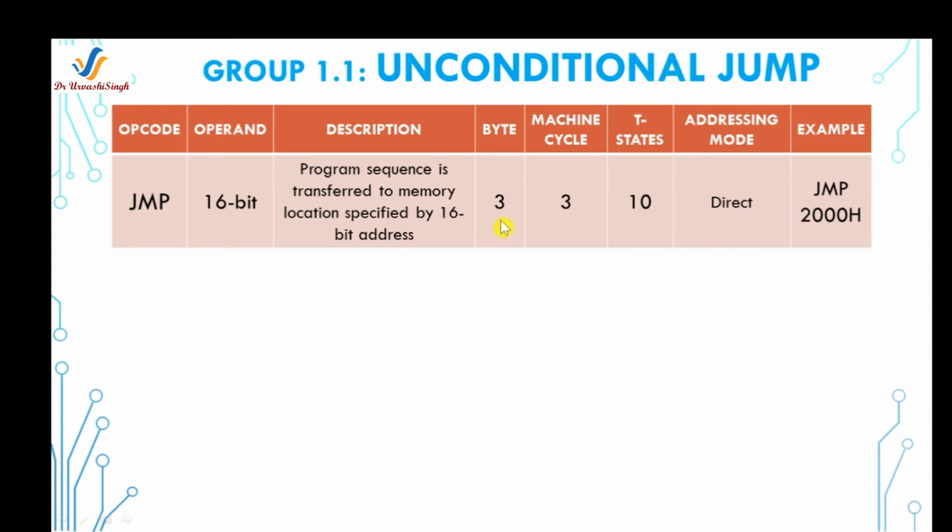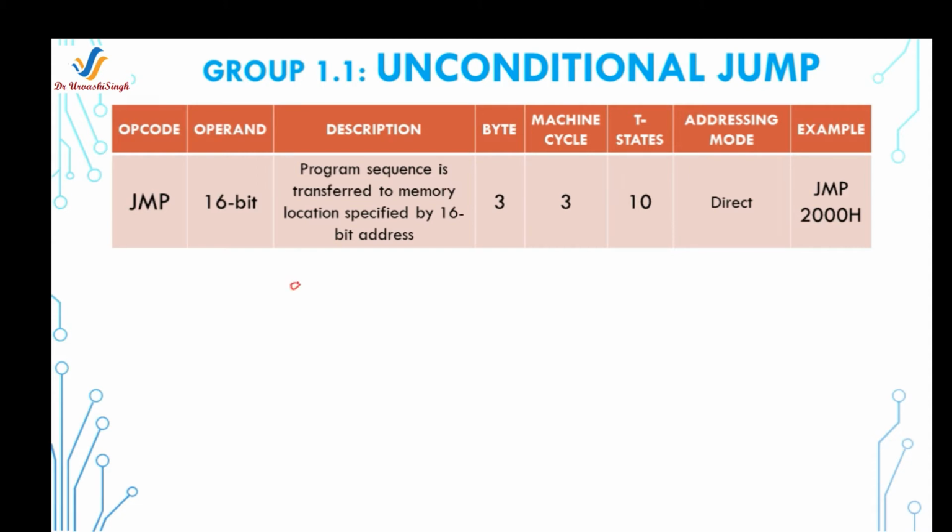This is a 3-byte instruction where the first byte is for opcode, the second byte is the lower 8-bit memory address and the third one is the higher 8-bit memory address. So students, note the point, you have to provide first the lower order memory address and then higher order memory address. Let's see an example.